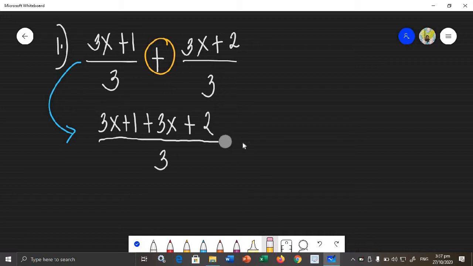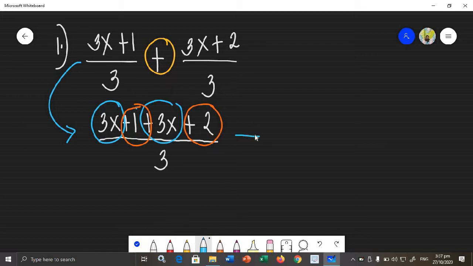So, simple as that. Now that we have rewritten the given over a single denominator, we will take a look at the numerator and find terms that we can combine. In this case, we can combine 3x and 3x, as well as 1 and 2. Right after that, the answer is 3x + 3x, which is 6x. And 1 + 2 is 3. So, (6x + 3)/3.